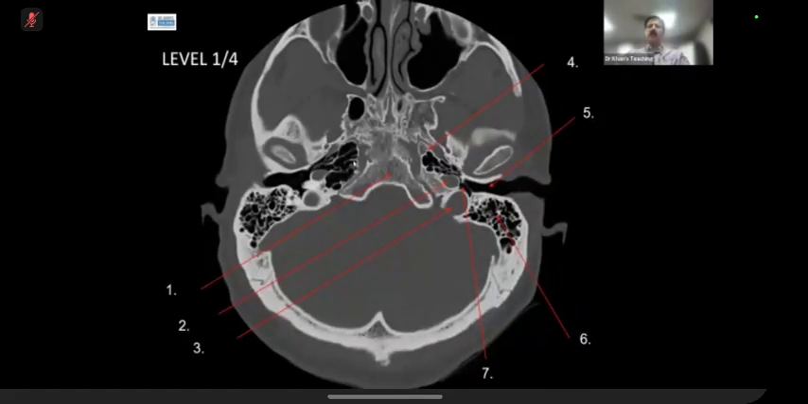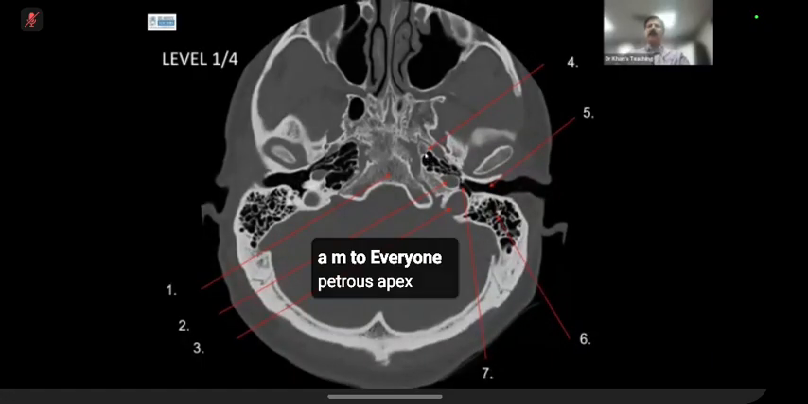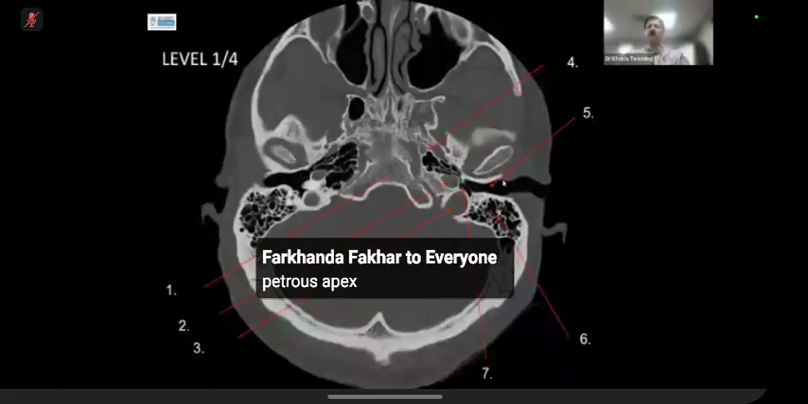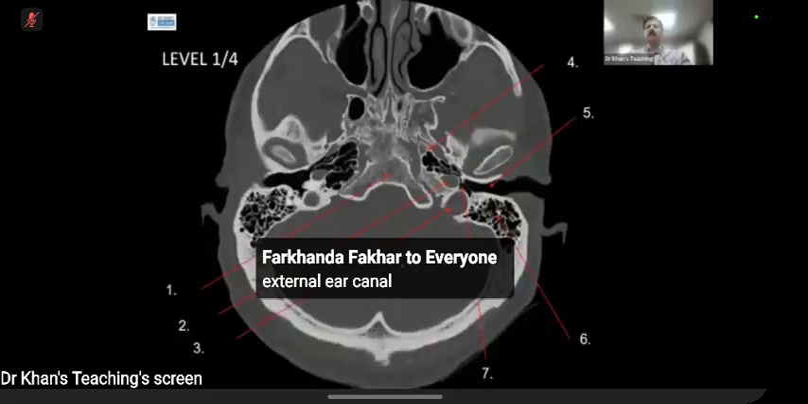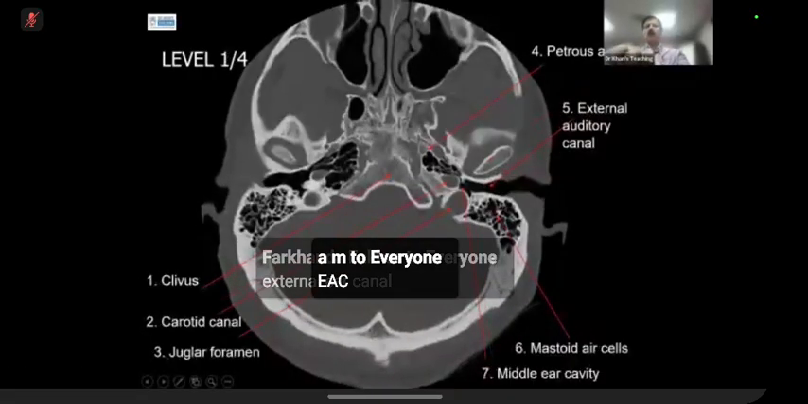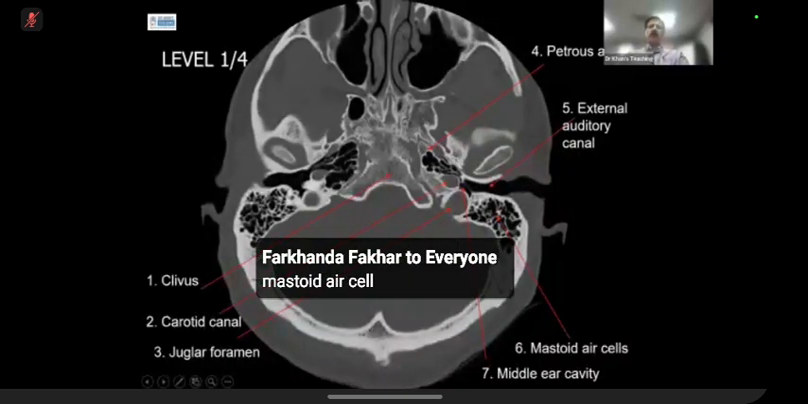And look at this side. You remember the one which I showed you before did not have air cells. So this is pneumatization. Number 5, what is this? And then number 6, what is this? So I think all of you got it right, but the answers are in front of your eyes and everything is perfect.